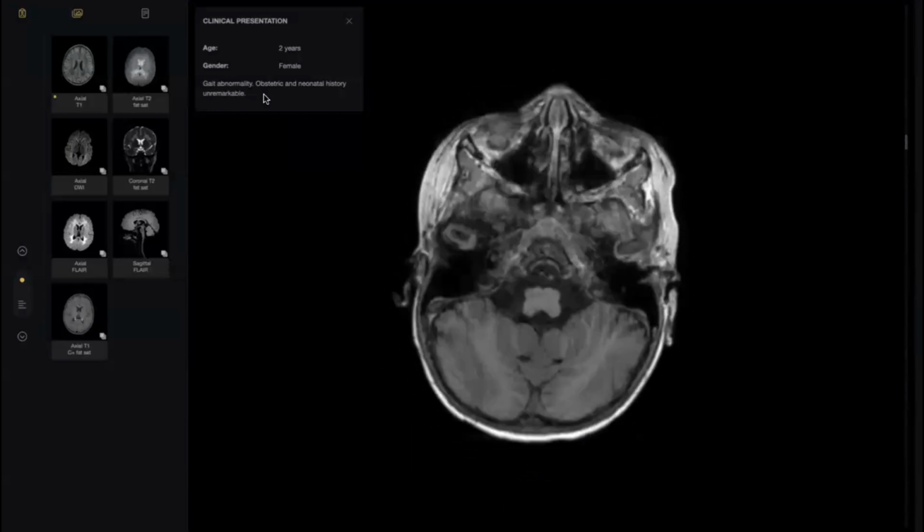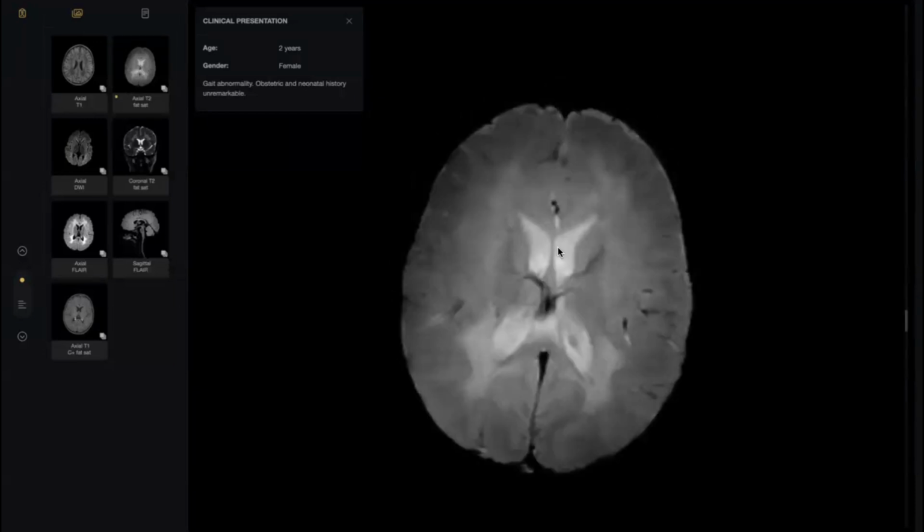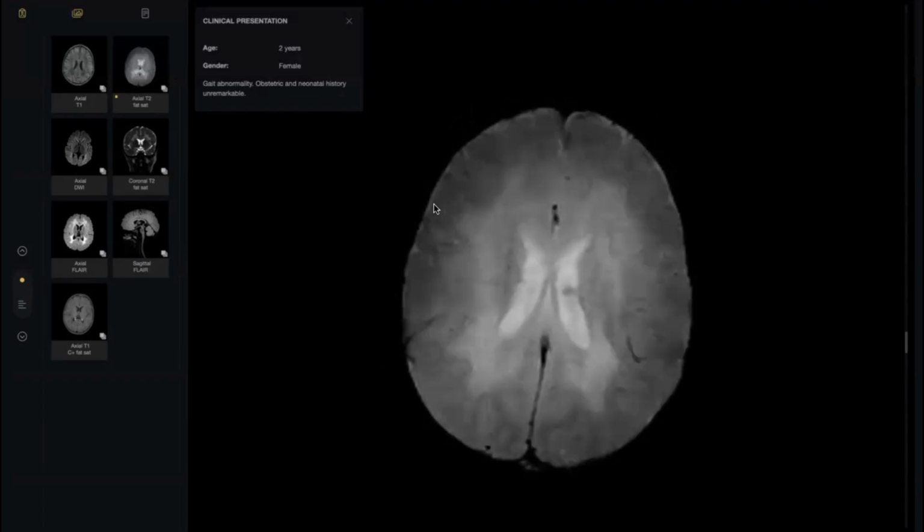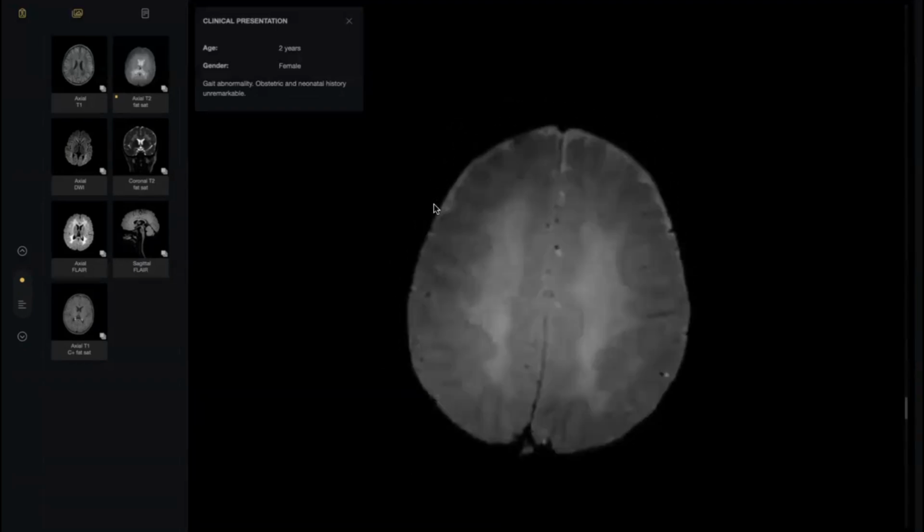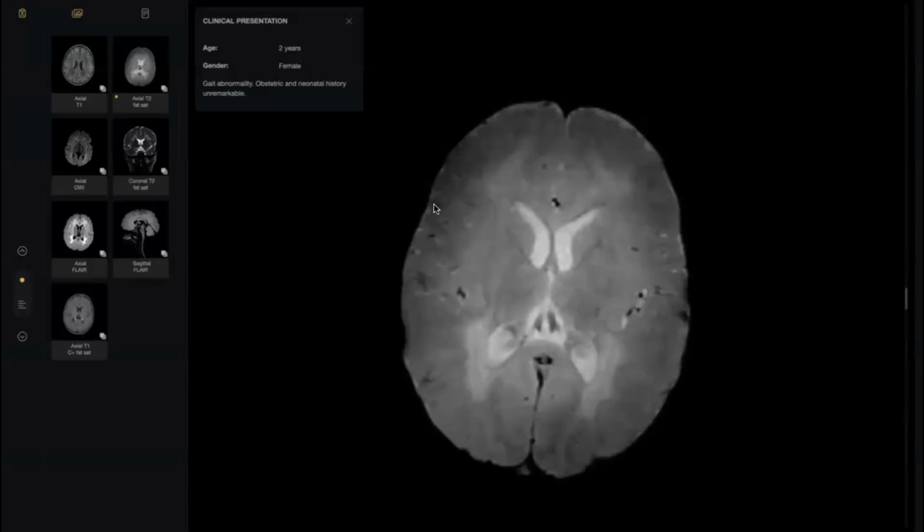Look here, please. This is T2. Okay, this is a T2. Okay, go on. T2 axial cuts. I can see that there is periventricular and deep white matter high signal.